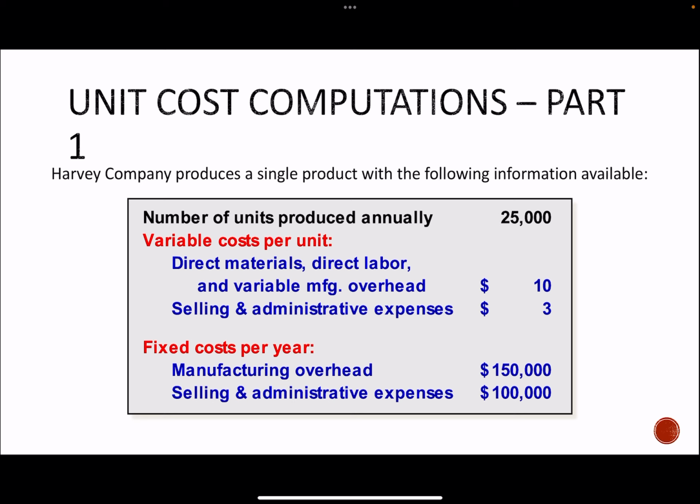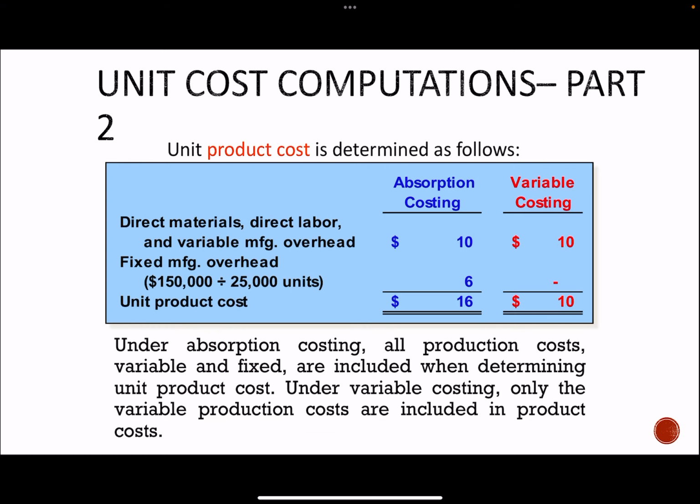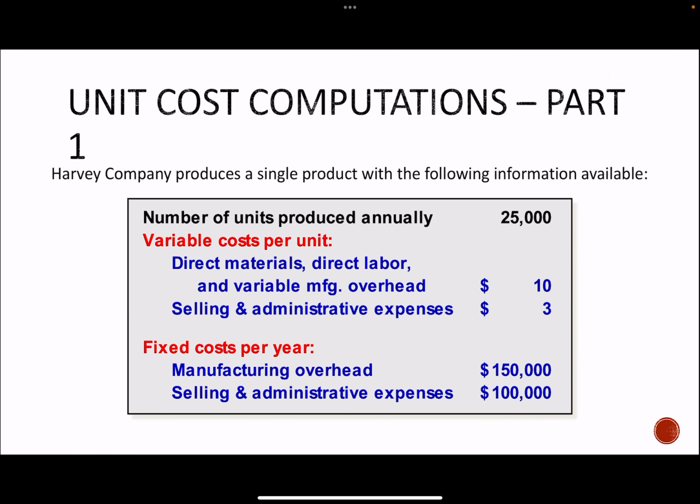Group A and Group B. We have a case here of a production company, and we need to calculate under absorption and under marginal costing the unit cost. So you have 5 minutes to solve the case. Group A work together, Group B work together.